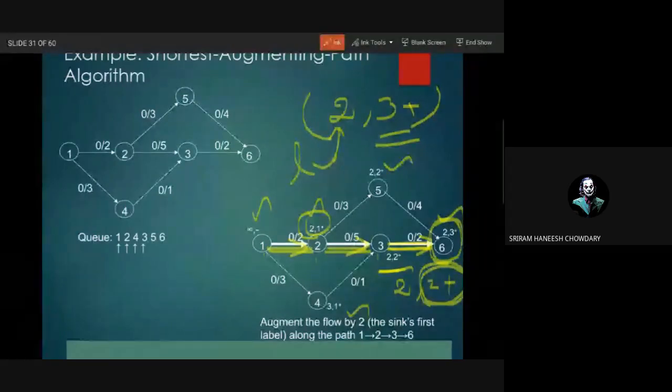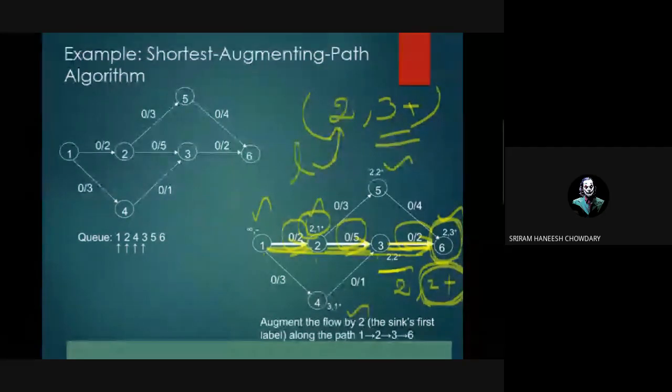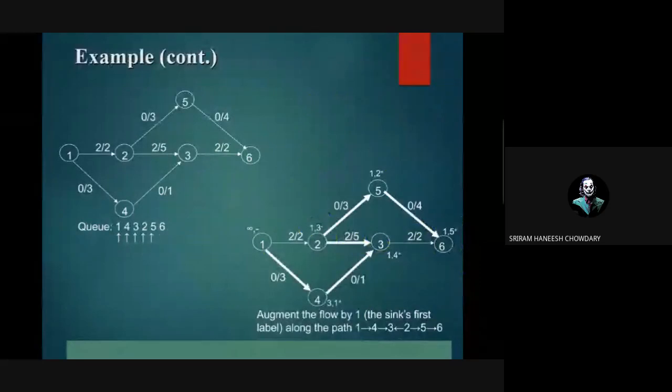Now we found the flow. That must be updated in the diagram as the numerator. Only through this particular path, the numerator must be given as 2 bar 2. This must be 2 bar 2. This must be 2 bar 5. This must be updated as 2 bar 2. Understand? That is shown here.